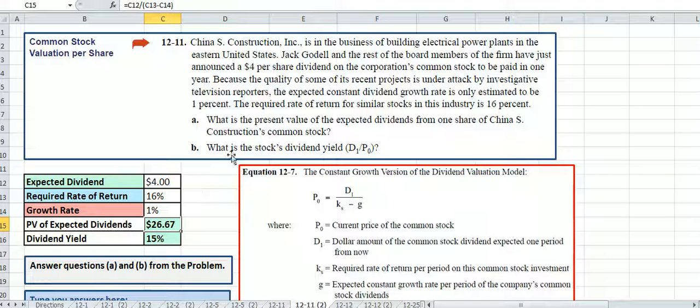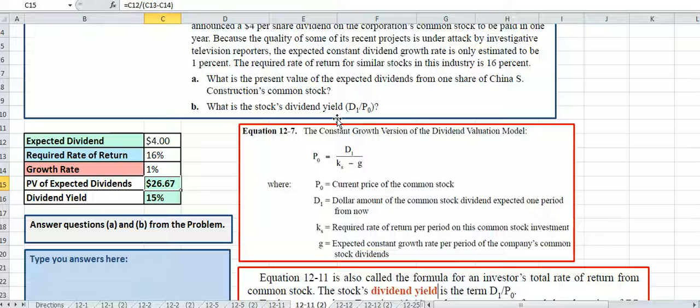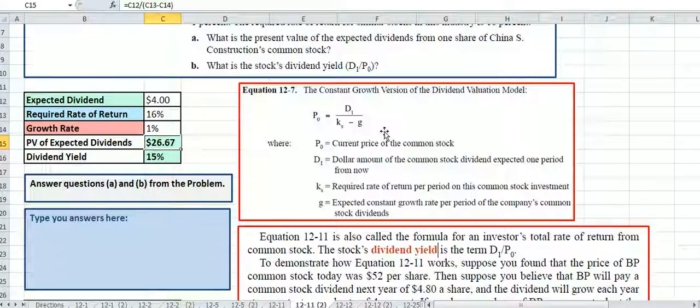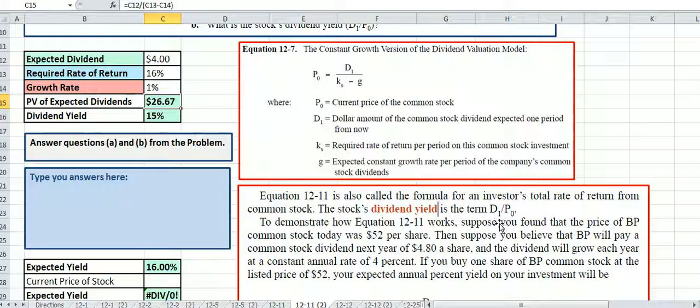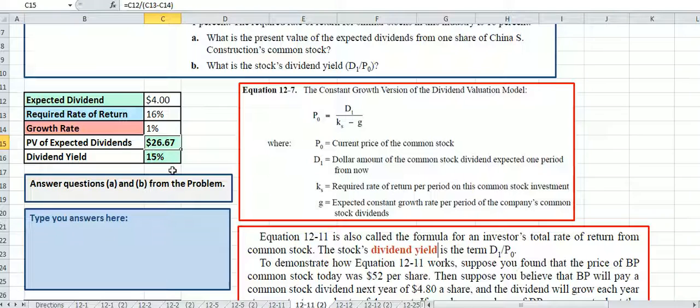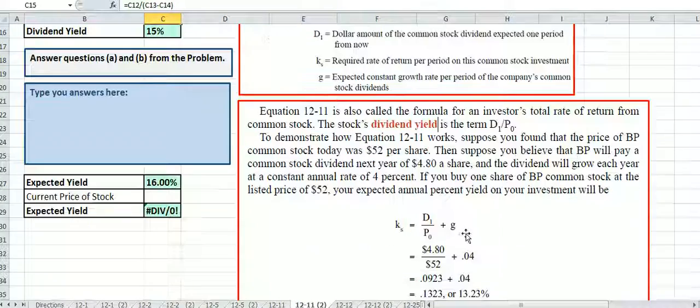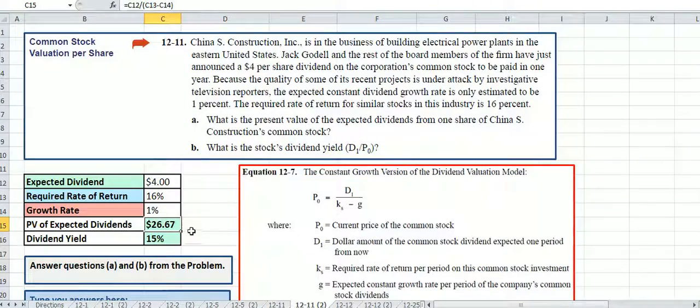Now, what is misleading about this problem is that it's asking what the stock's dividend yield is, and that's simply the dividend divided by the present value. It's going to be a little bit less than the required rate because it doesn't take into consideration the growth rate. So if you already know your required rate of return and you know your dividend, then you can compute the present value of the stock. It's going to give you exactly a 16% return when you count the growth rate.